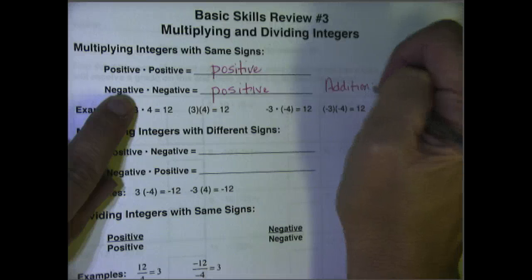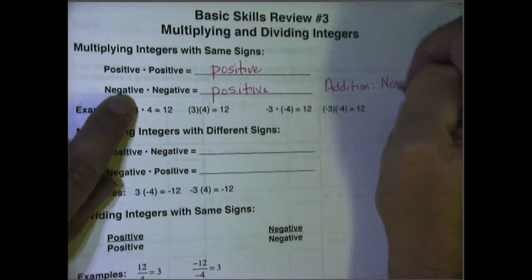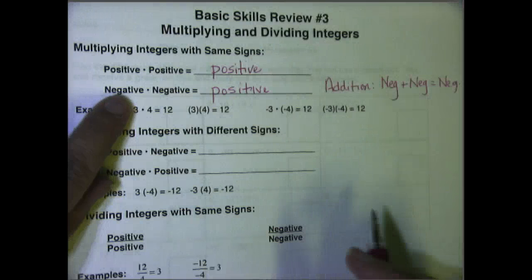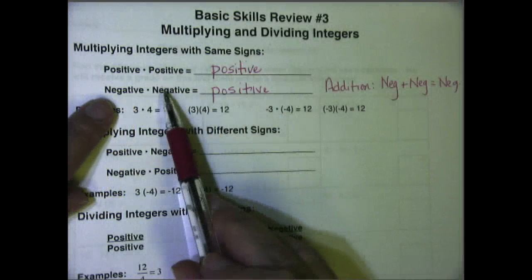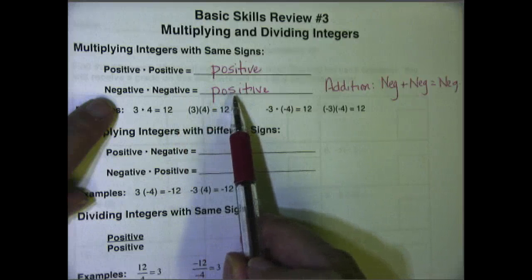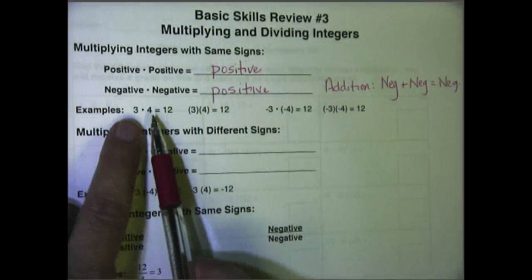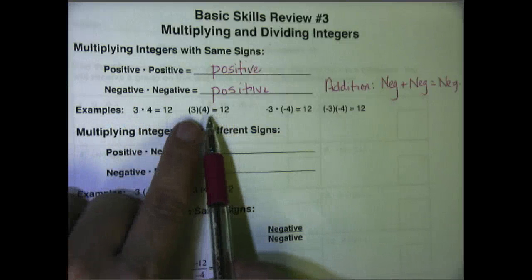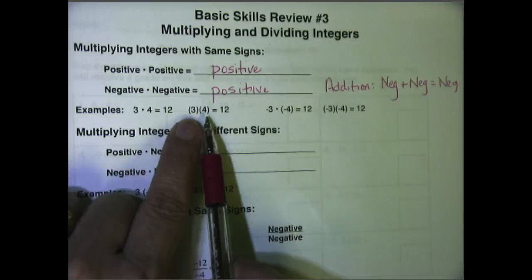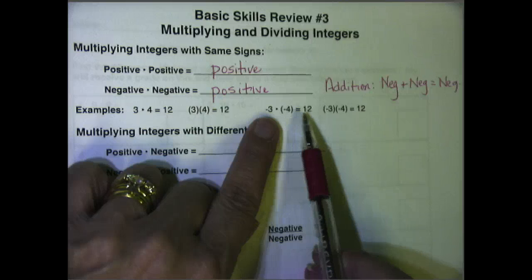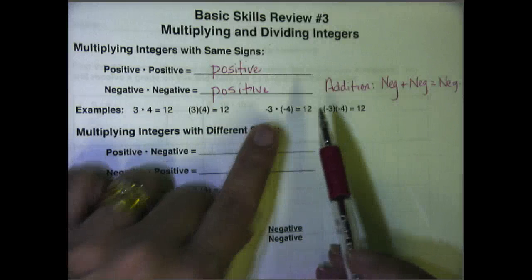When you add two negatives, a negative plus a negative equals a negative. When you multiply two negatives, a negative times a negative equals a positive. Be careful not to confuse the two. So if I multiply positive 3 times positive 4, I get positive 12. This is just another way of showing multiplication, with the parentheses rather than the dot. 3 times 4 is 12. Negative 3 times negative 4 is also positive 12.